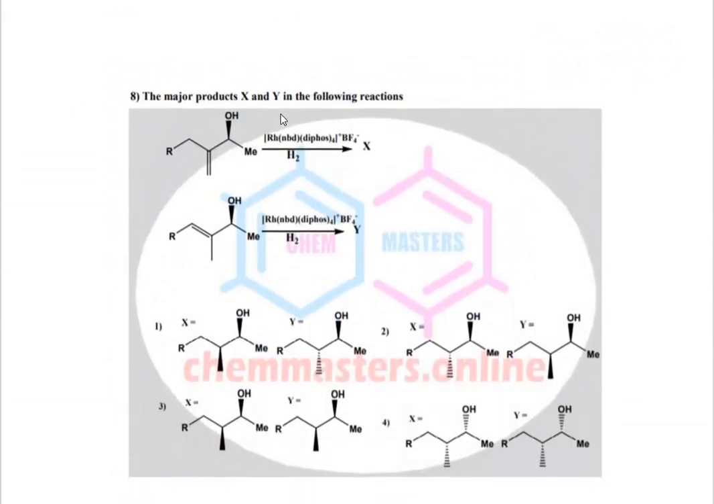The major products X and Y in the following reactions. So just look at what is the difference in the two reactants. You can simply find that the alkene coordination, so here alkene here on this, and here we have the alkene, that means the position changed from 1 to 2. Okay, right. And to give the answer for this problem, we need to draw the Newman projection, right?